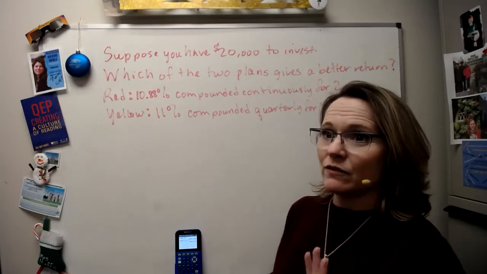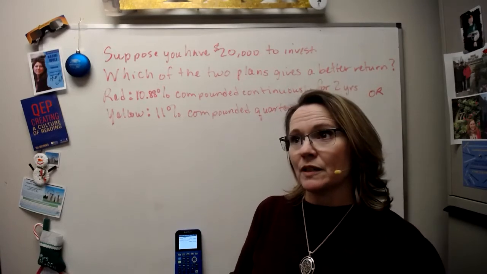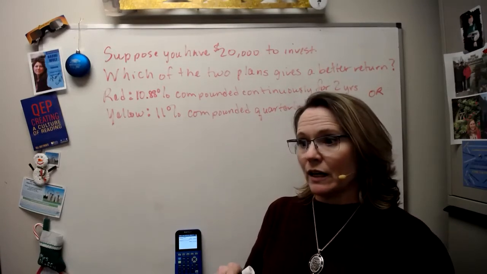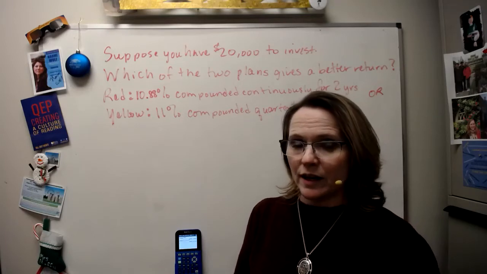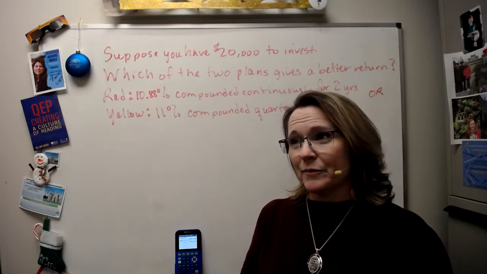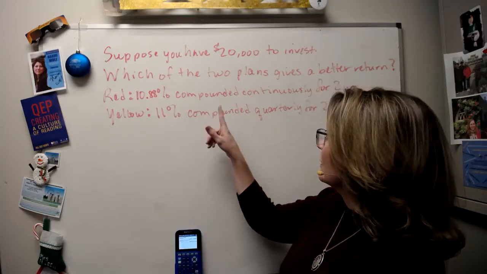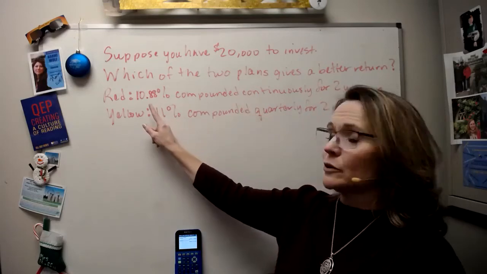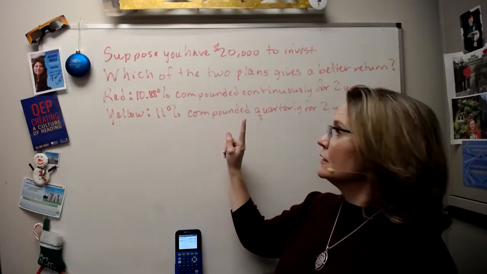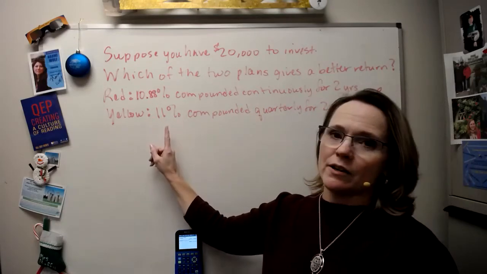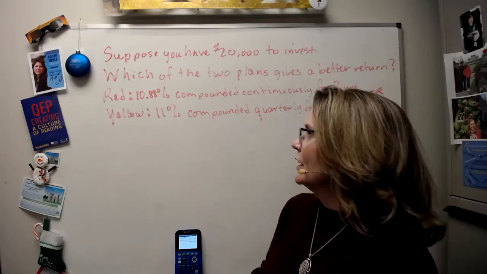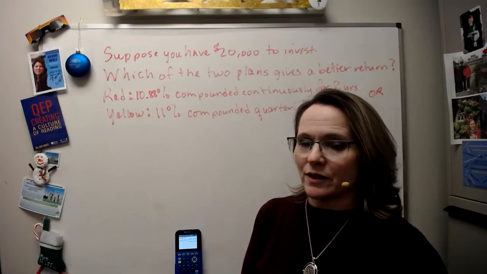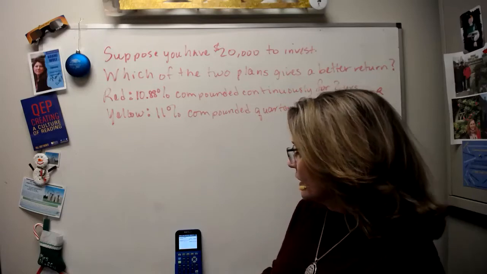It should be noted that if the rate was the same and the time was the same, continuous compounding would give you a higher rate of return all the time, slightly higher rate. But that's not happening here. Notice that we've got continuous compounding happening on the lower rate, and we've got quarterly compounding happening on the higher rate. So we really do have a horse race here. We're not sure how this is going to go. We want to take a look. So let's take a look at the red plan.